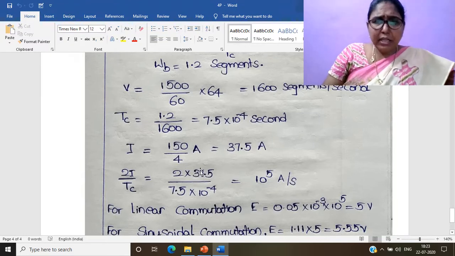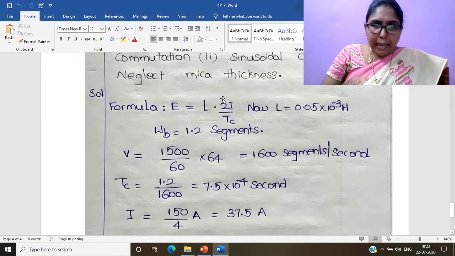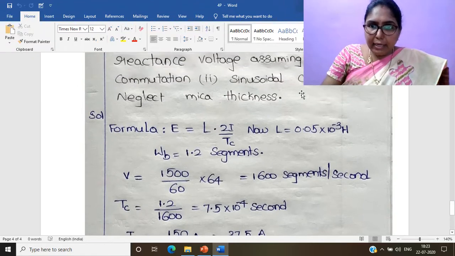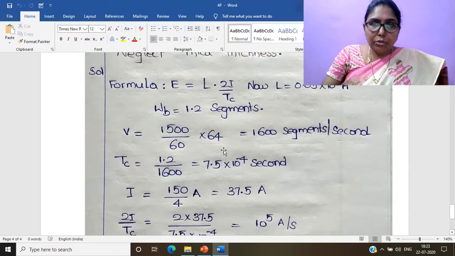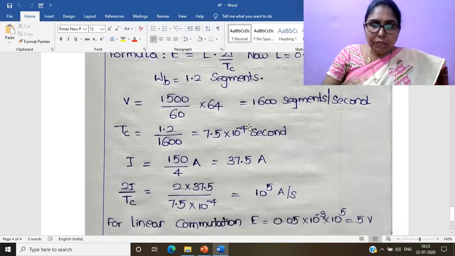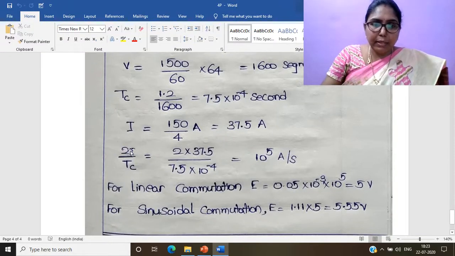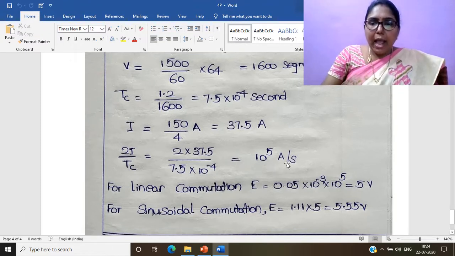To make the calculation simple, first I am calculating this term, because they asked to calculate for linear commutation as well as sinusoidal commutation, and this parameter is constant for both. So first I am calculating the 2I by Tc parameter. 2 into the I value per path, which is 37.5 amperes, divided by Tc, the time of commutation, 7.5 × 10^-4 seconds. By simplifying this factor we get 10^5 amperes per second.